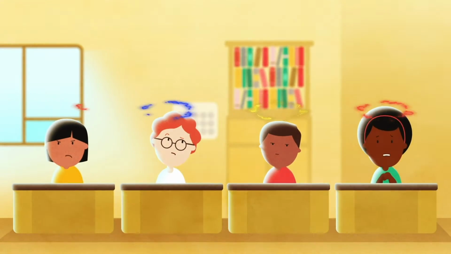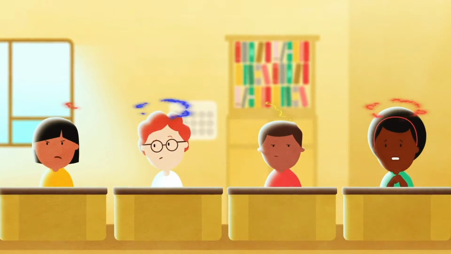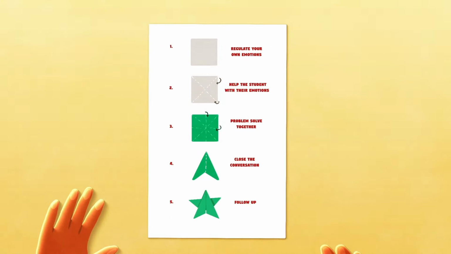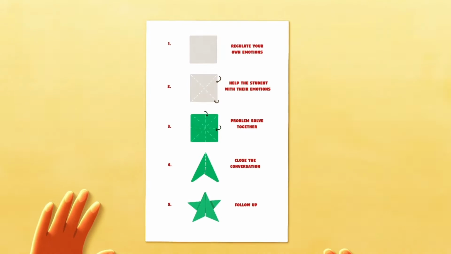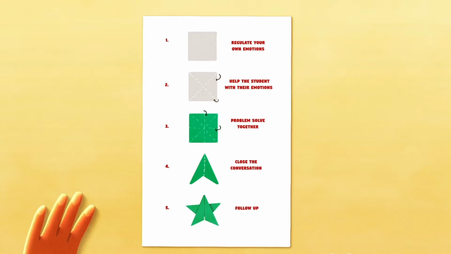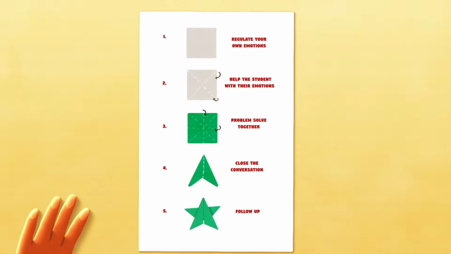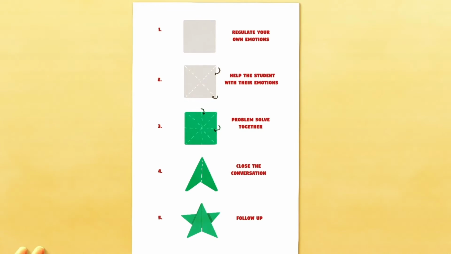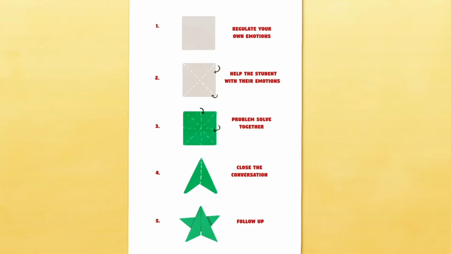Sometimes it's hard to know what to do when our students become stressed. Here are 5 steps to guide us through a process. First, we regulate our own emotions. Then, we can help the student with their emotions. Next, we can brainstorm next steps together. Finally, we close the conversation, and afterwards, we follow up. Let's look at each step.